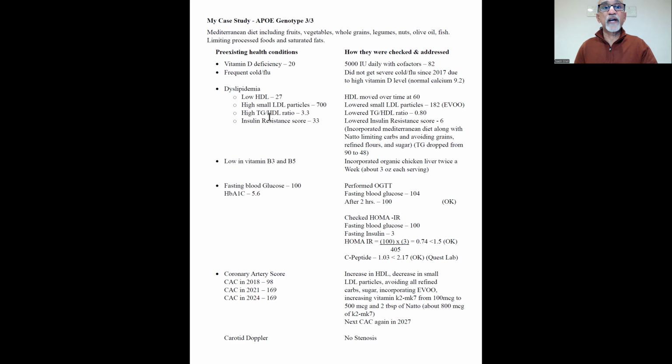My triglyceride was 90, and my 90 over HDL of 27, the ratio was 3.3. It's recommended to be under 2 for a better risk predictor of heart disease, and it was above 2. So my triglyceride dropped from 90 to 48 by avoiding all these carbs and processed food and sugars and refined flours and everything. So now my triglyceride over HDL ratio was standing at 0.8. It's less than 1, which is optimum, and I'm very happy.